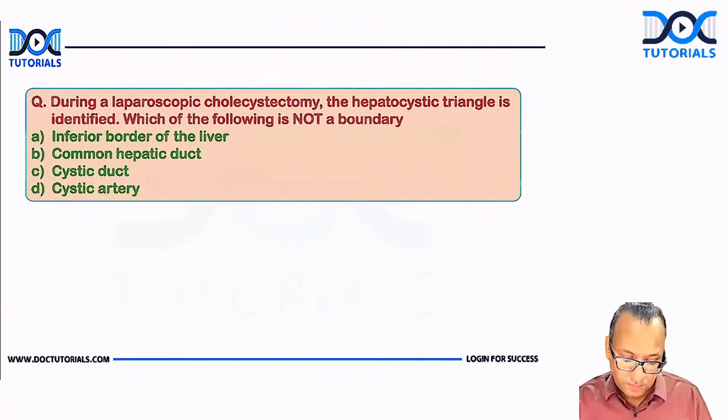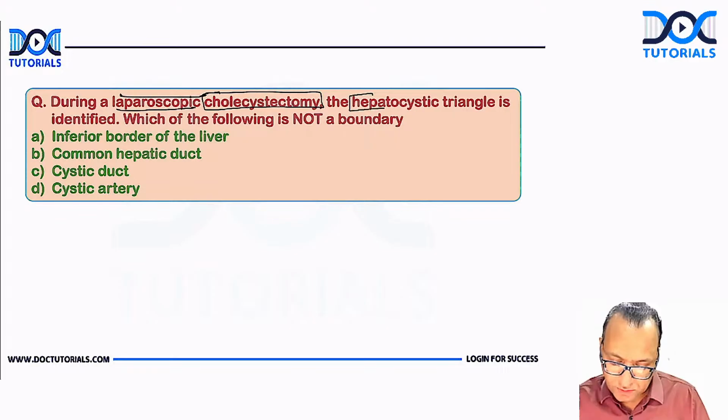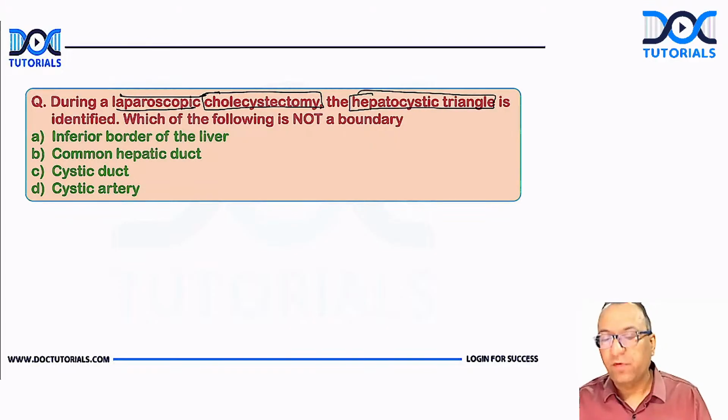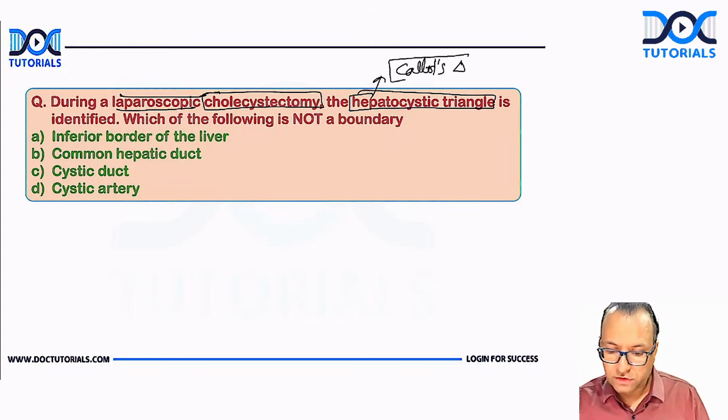Okay, look at this question. During a laparoscopic cholecystectomy, there is this hepatocystic triangle. People call it Calot's triangle, but it is wrong. It is not Calot's triangle. Calot's triangle is different, and the hepatocystic triangle is different. Don't confuse between the two.